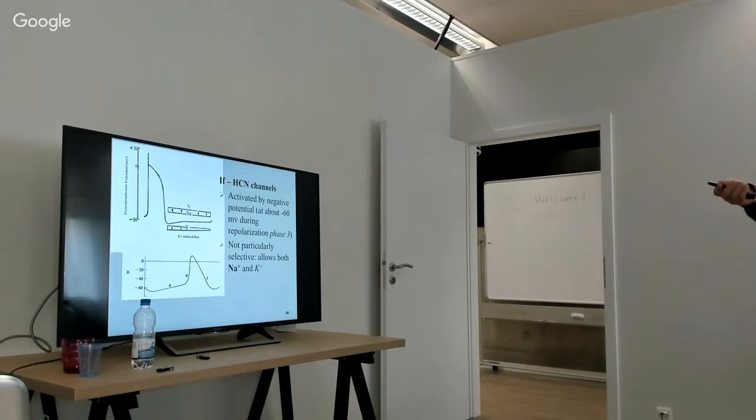As we say, they are not particularly selective. They allow also a little bit of potassium to go out: sodium goes in, and potassium goes out. The ions follow the gradients. They open, they don't distinguish. They prefer to let the sodium go in, and the potassium goes out a little bit later and less. Okay.